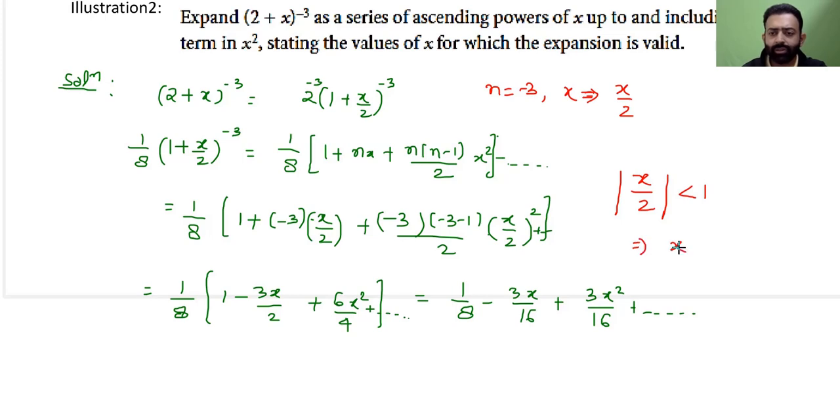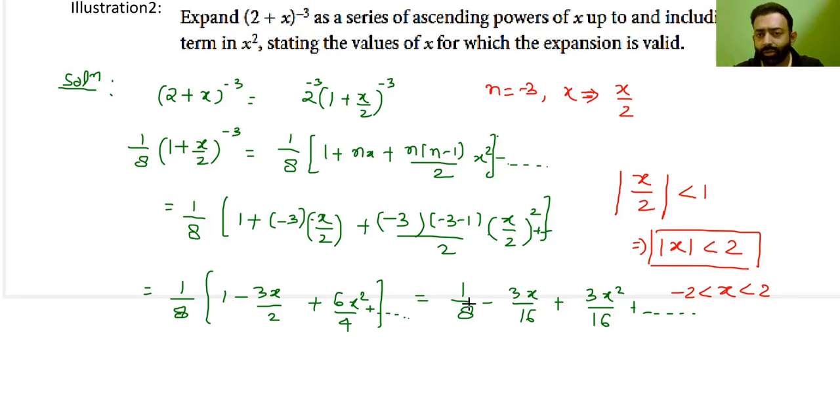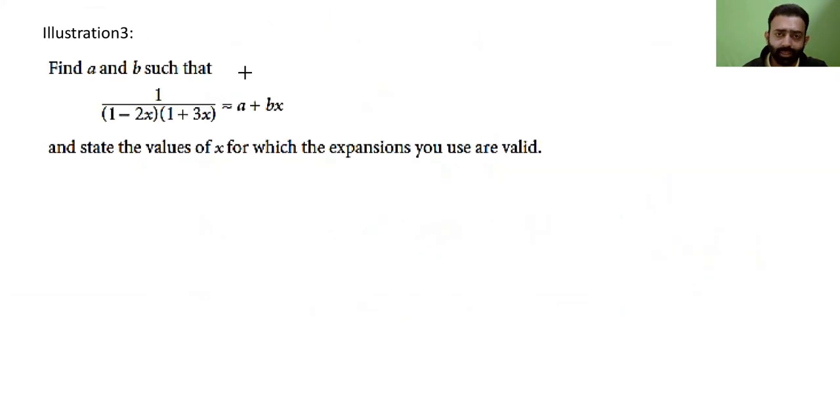That means modulus of x should be less than 2. So for all the values lying between 2 and minus 2, this expansion will converge, or is valid. Fine. Let us take another question of this type.